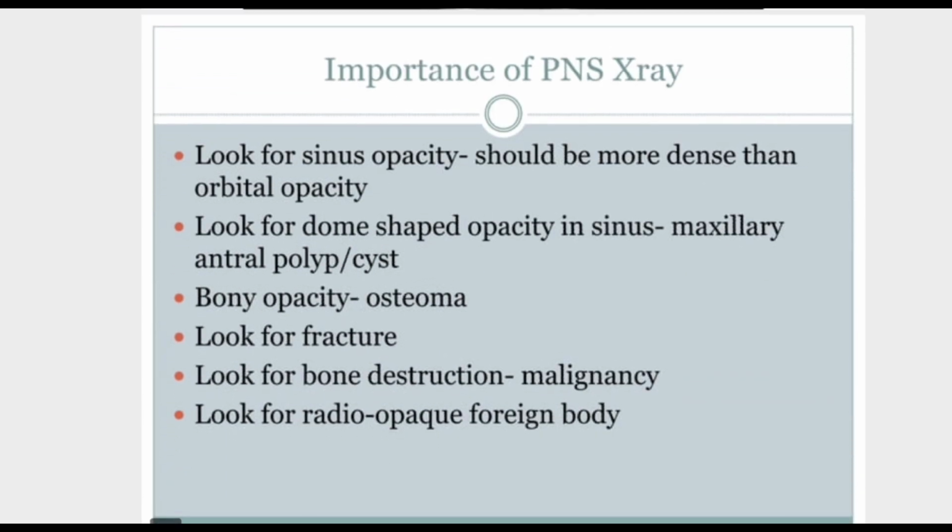What is the importance of paranasal sinus X-ray? Look for sinus opacity, which should be more dense than the orbital opacity. Look for dome shaped opacity in sinus, that is maxillary antrum polyp or cyst. Bony opacity is osteoma. Next, look for any fracture, look for bone destruction or malignancy, look for radiopaque foreign body.